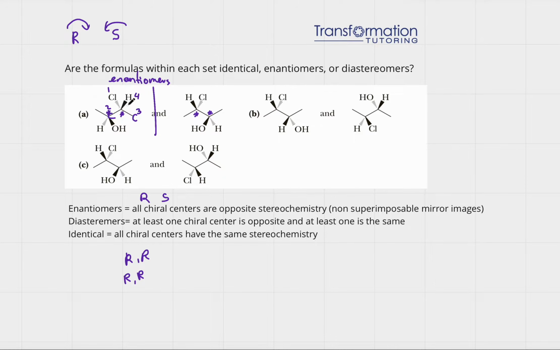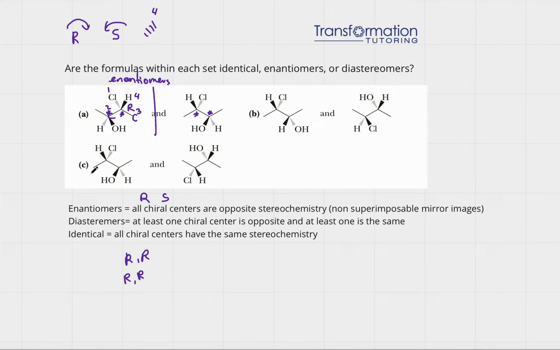Also, we have to note that the smallest group has to be dashed. So group number 4 has to be dashed. If it's not dashed, we have to say the opposite stereochemistry. So I have put all of my numbers together. I have 1, 2, 3, 4, and it looks like we're going in this direction, which would be S. But because my number 4 is not dashed, I have to switch it, and this is going to be R.